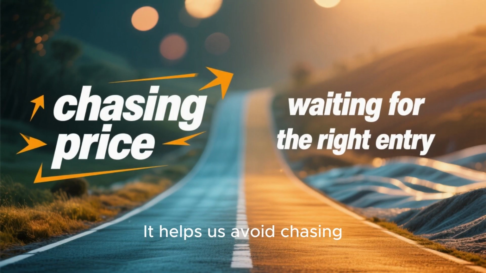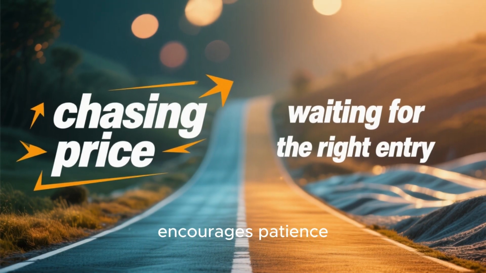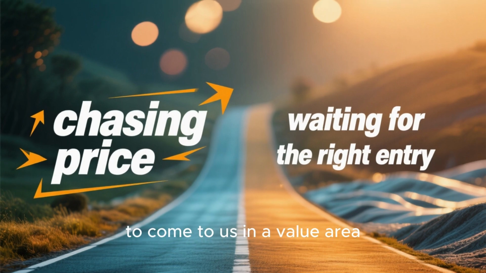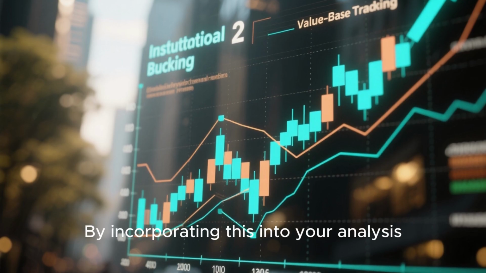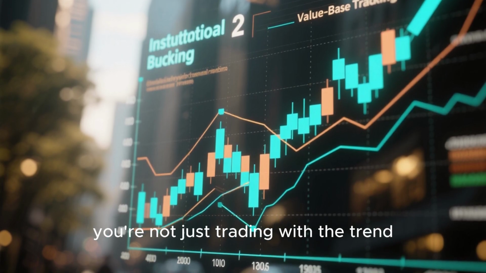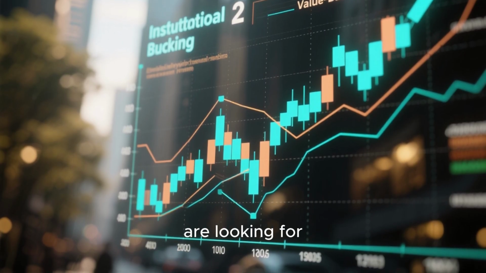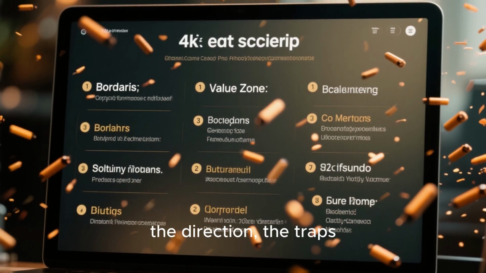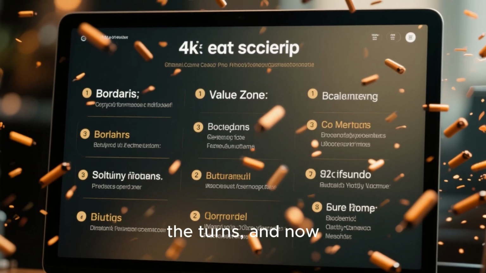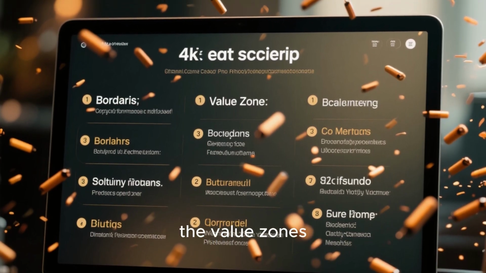It helps us avoid chasing price and instead encourages patience, waiting for price to come to us in a value area. By incorporating this into your analysis, you're not just trading with the trend, you're trading with the value that institutions are looking for. We've covered the boundaries, the direction, the traps, the turns, and now the value zones.